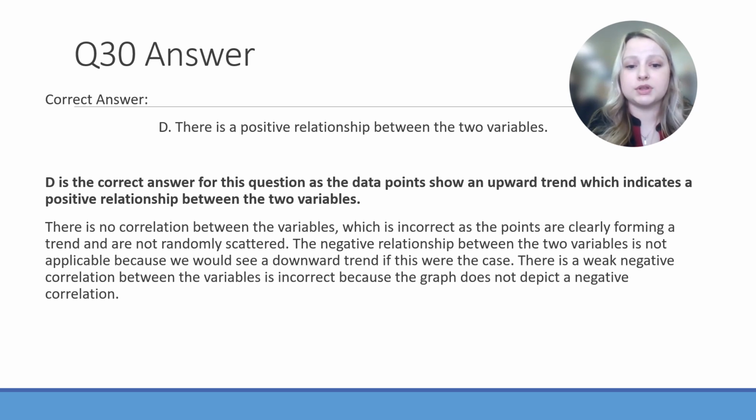So D is the correct answer for this question as the data points show an upward trend in the scatter plot, which indicates a positive relationship between the two variables. Option A, there is no correlation between the variables, is incorrect as the points are clearly forming a trend and are not randomly scattered. Option B, there's a negative relationship between the two variables, is not correct, as we would see a downward trend if that was the case. And then option C, there's a weak negative correlation between the variables, is incorrect because the graph does not depict a negative correlation. So the correct answer is D. There is a positive relationship between the two variables.